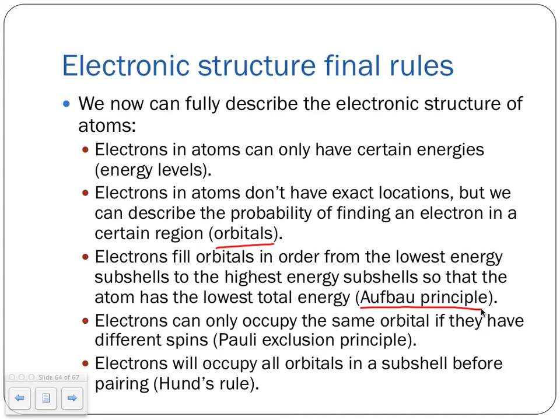So rule 4 is 2 electrons can only occupy the same orbital if they have different spins. You can't have 2 spin up electrons in the same orbital, you can't have 2 spin down electrons in the same orbital, but you can have 1 spin up and 1 spin down, and that's the Pauli exclusion principle. And then our last rule we have is electrons will occupy all orbitals in the subshell before they start pairing up, and that's Hund's rule.